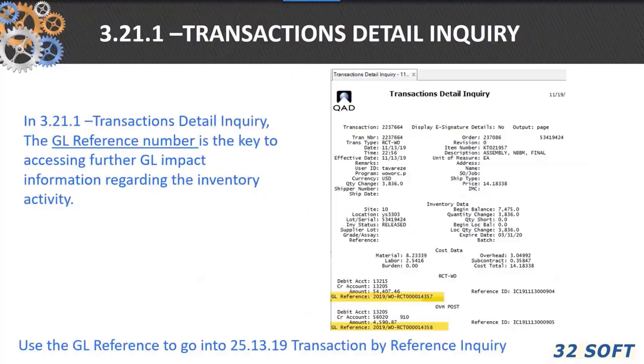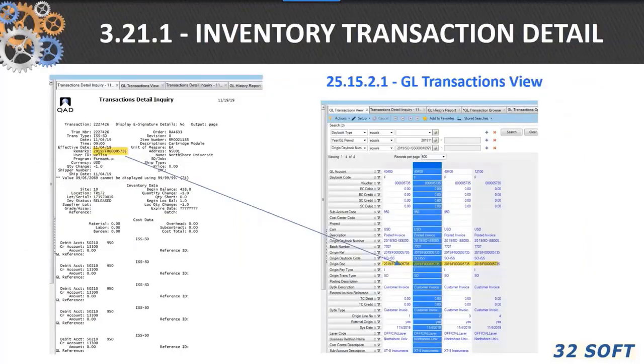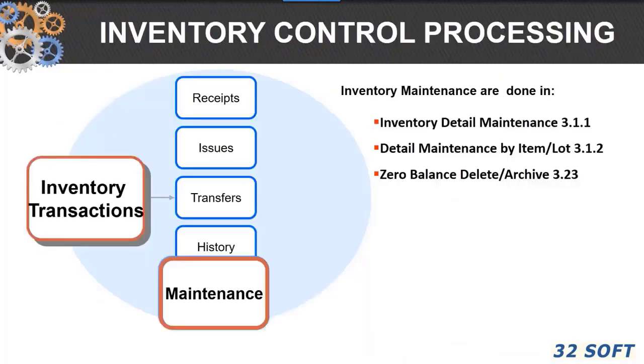If you want to look at even more detailed information, if you take the GL reference code that's on the 3.21, you can drive into either the SE value of that through 25.13.19 to get some more information about debit and credit accounts, or if you're in EE, you can take that general ledger and go into 25.15.2.1, the GL transaction view, and see more detailed information about the cost.